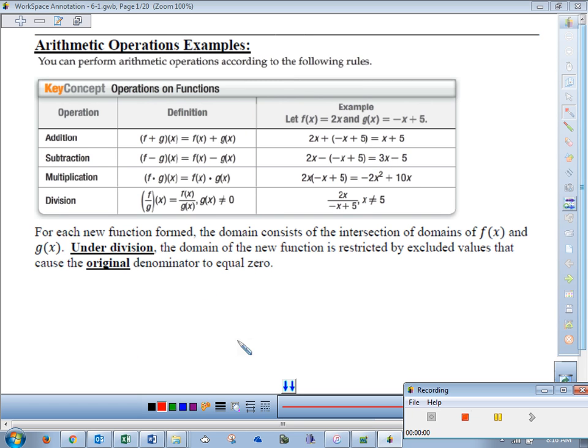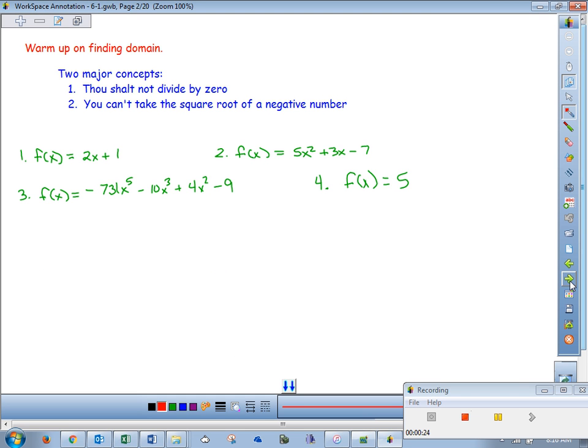Before we can even get started, though, we need to refresh our memory on the domain of a function. So this is just like some warm-ups. When you want to find the domain of a function, you don't have to write any of these down. We'll just watch. When you want to find the domain of a function, and it's not graphed for you already, there's two main concepts before you get into some serious stuff. The domain is what can x be? Well, there's two major concepts.